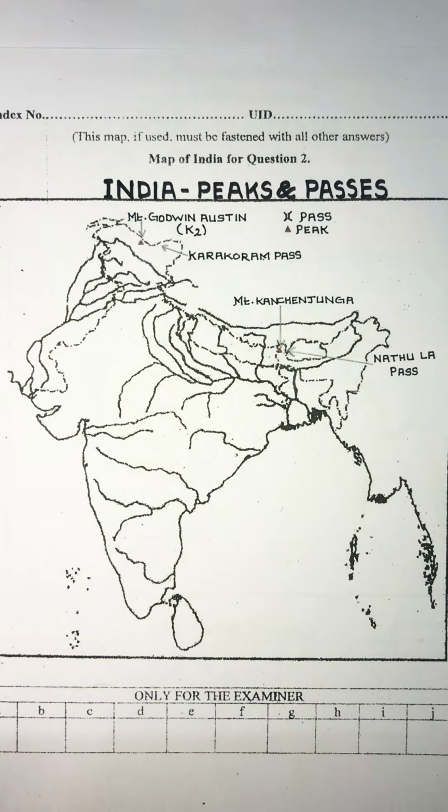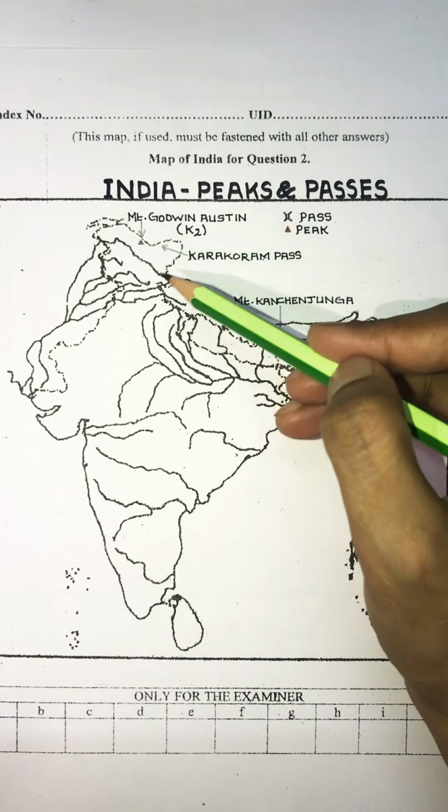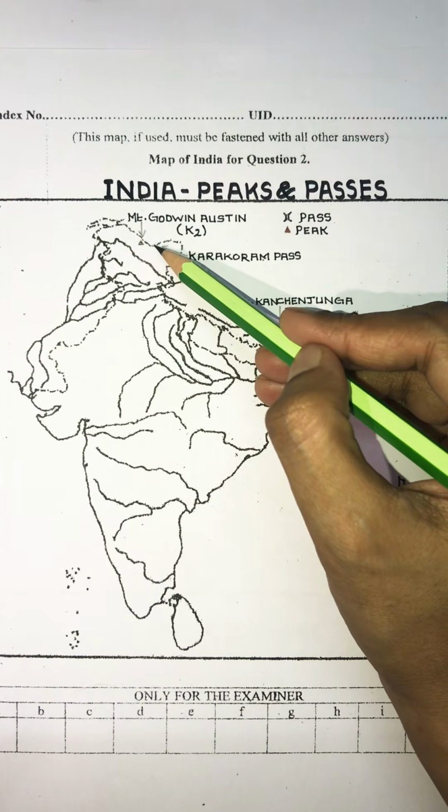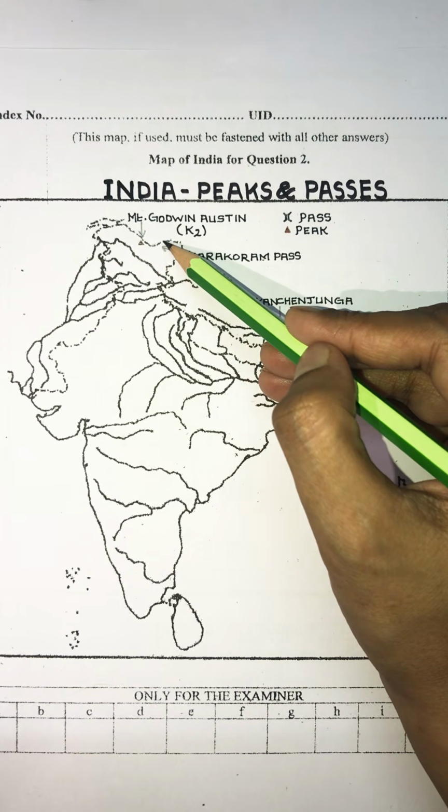Now let's come to the first one, that is Mount Goodwin Austen, which is the second highest peak of the Himalayas and in the world, and the first highest peak in India, because Mount Everest, the highest peak in the world, is in Nepal. So let's come to Mount Goodwin Austen. It is in the state of Jammu and Kashmir. Now as you can see, it is near the northernmost border of India. This is the northernmost border of India in the state of Jammu and Kashmir.